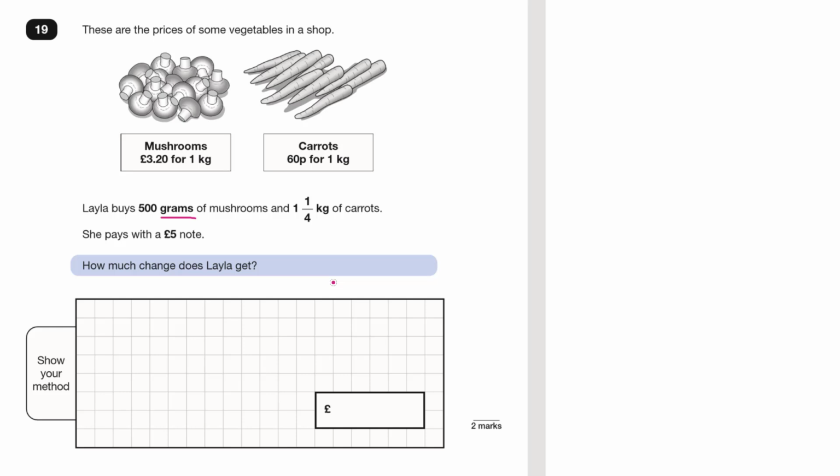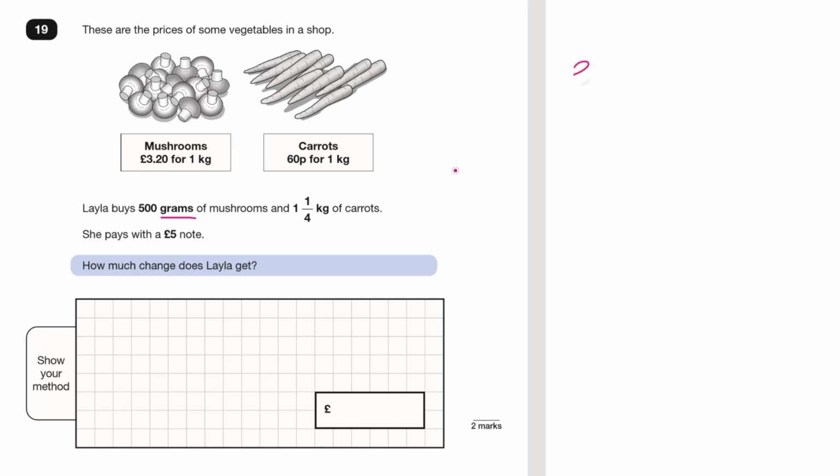Okay, so we need to work through this from the beginning. So we have the price of each thing, mushrooms and carrots, and then we know how much Layla buys. So let's work out how much it costs for each item she buys. She's buying 500 grams of mushrooms and it's £3.20 for a kilogram. So for this, you need to know that a kilogram is 1,000 grams and that 500 grams is half of a kilogram of mushroom. So she's going to pay half of that £3.20.